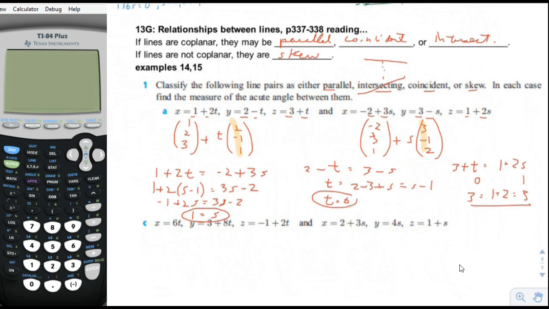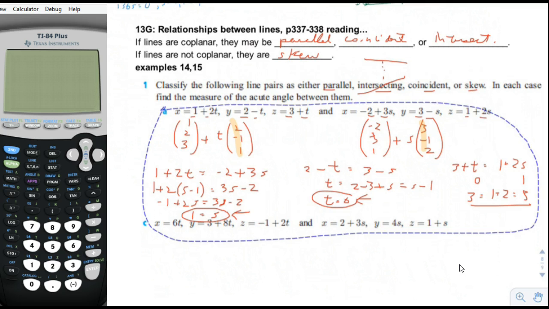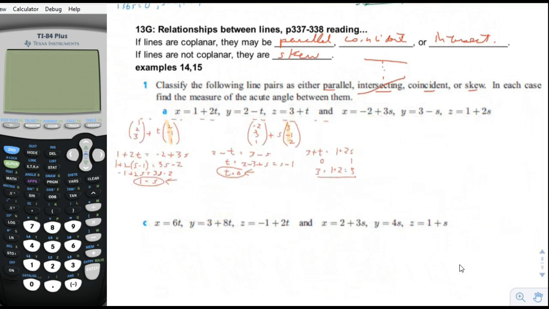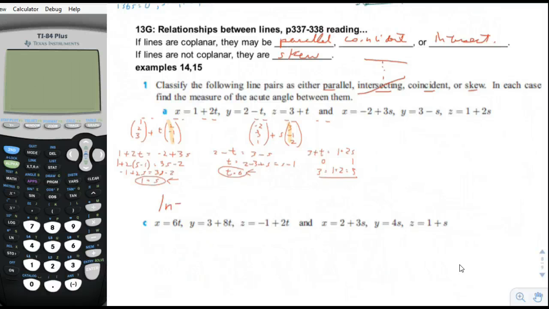Good. So that means that when s equals 1 and t equals 0, both of these lines have the exact same point. And if they do, that means this pair of lines is intersecting. They're intersecting. Okay, so now that we know that they're intersecting, let's find the acute angle between them.